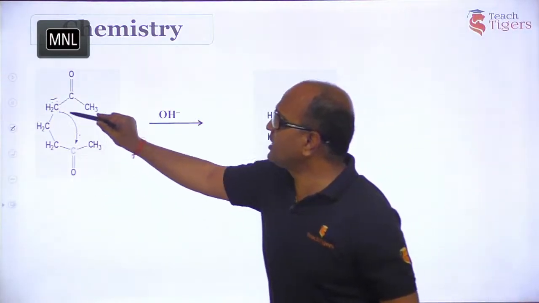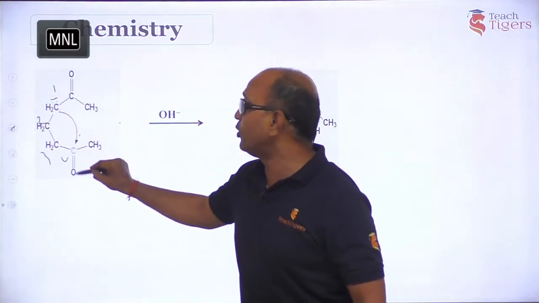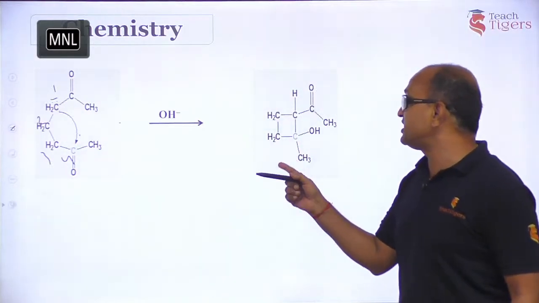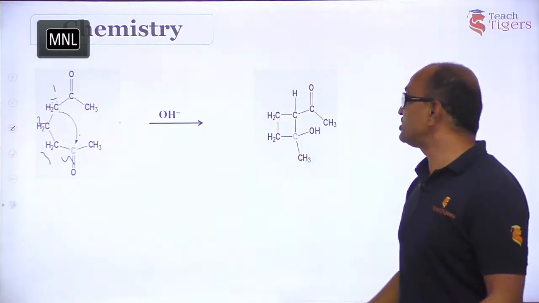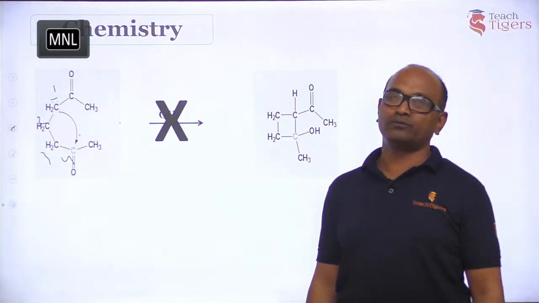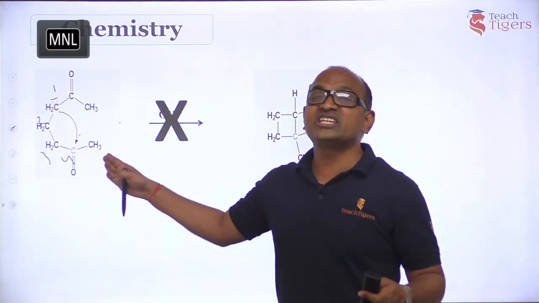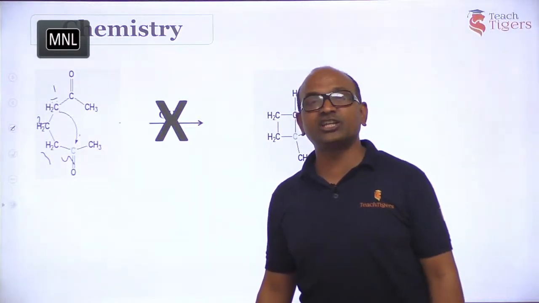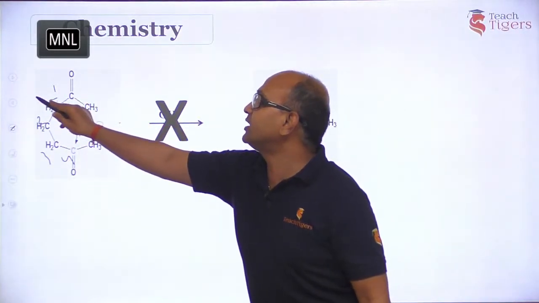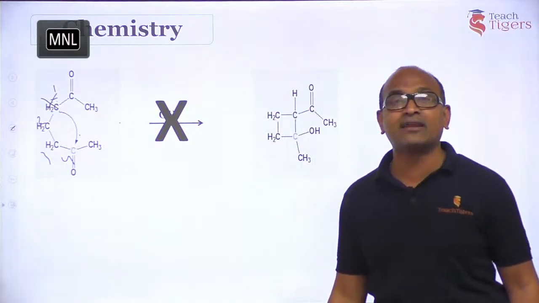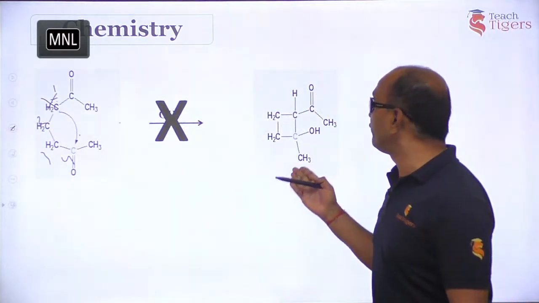How many membered ring? 1, 2, 3, 4. Are 4-membered rings stable? No, they are not stable. So this is not the possible stable enolate, this is not the key enolate, and you have selected the wrong key enolate, probably because you have got a 4-membered ring.